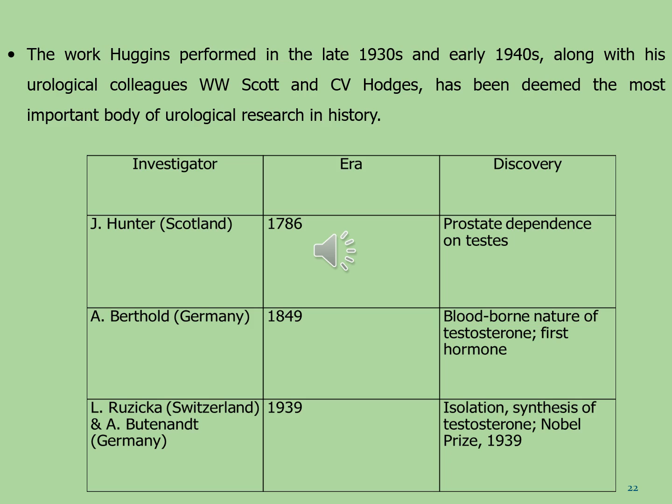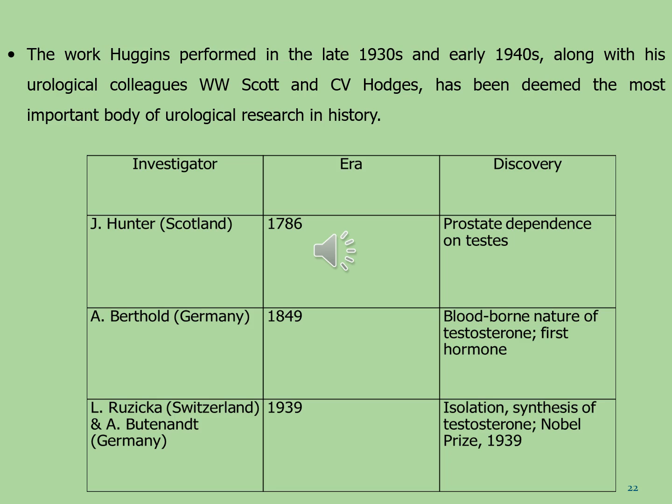Now we will discuss the investigators and authors who made discoveries and performed different kinds of work on dihydrotestosterone in different years. The first investigator is J. Hunter, from Scotland. In 1786, he discovered the prostate's dependence on the testes. The second investigator is Berthold, in Germany. In 1849, he discovered the blood-borne nature of testosterone, the first hormone.